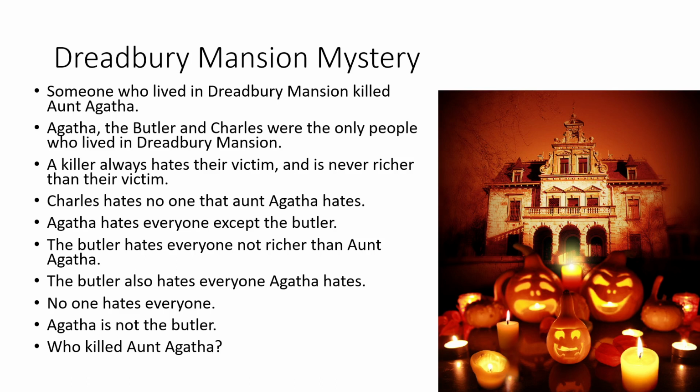So there are some special things like killer. Maybe one of those, if those were the only ones there, is the one who killed Aunt Agatha. And then there is some more information we know about these people. Charles hates no one that Aunt Agatha hates. So there's some relation again between Charles and Aunt Agatha. Agatha hates everyone except the butler. The butler hates everyone not richer than Aunt Agatha. The butler also hates everyone Agatha hates. No one hates everyone, and Agatha is not the butler. So who killed Aunt Agatha? Okay, let's encode this in SAT.